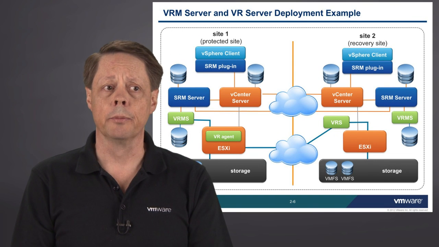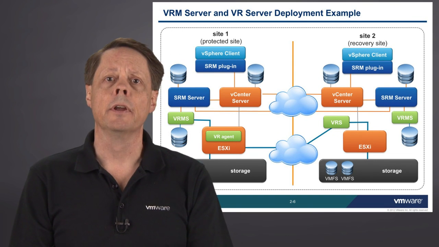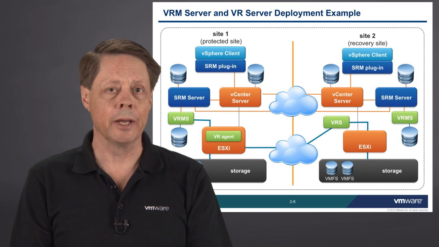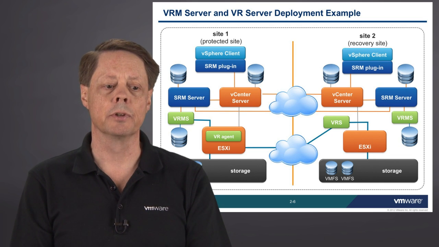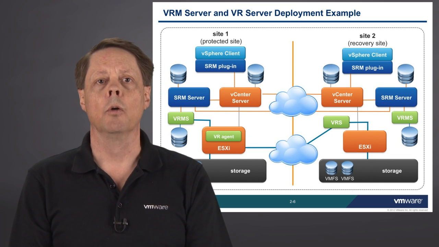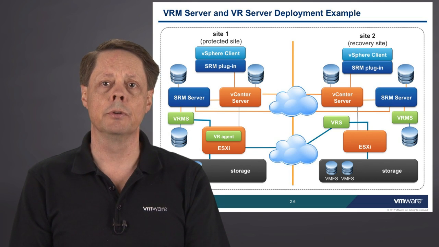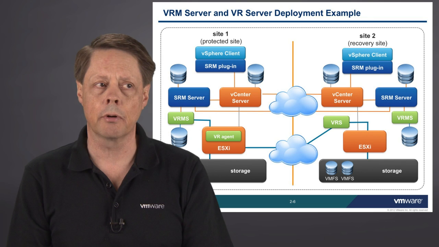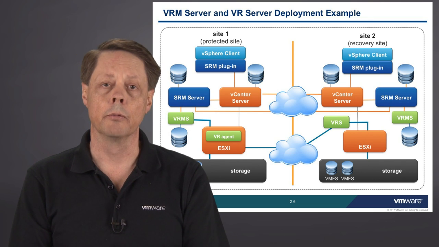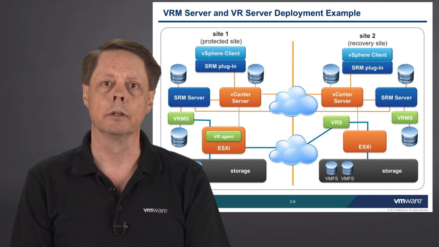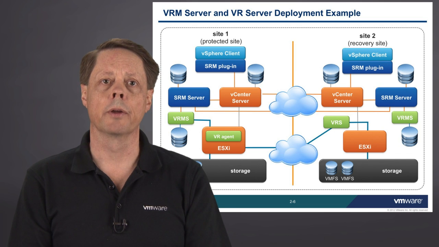So what do we take from this diagram? Realistically, you need to deploy 2 VRMSs, or the vSphere Replication Management Servers, virtual appliances, 1 per site. And then you're going to deploy the vSphere replication servers to actually be the recipient of the traffic when the virtual machines are replicated. And we'll show you that as we walk through the demonstration.